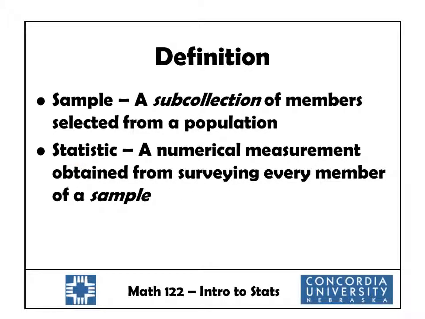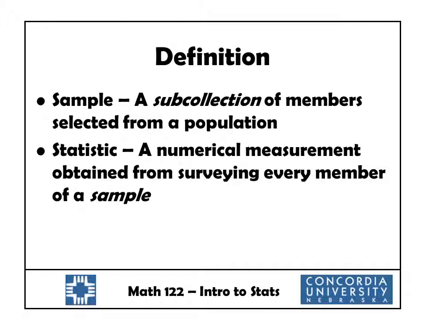Now similarly, we have the word sample and statistic. A sample is a subcollection of members from a population, and then a statistic is some numerical measurement obtained from surveying every member of the sample. So if we go out and we survey just a small portion of our population, and then we calculate a mean or a proportion or standard deviation or something like that, that number is what we generically call a statistic.